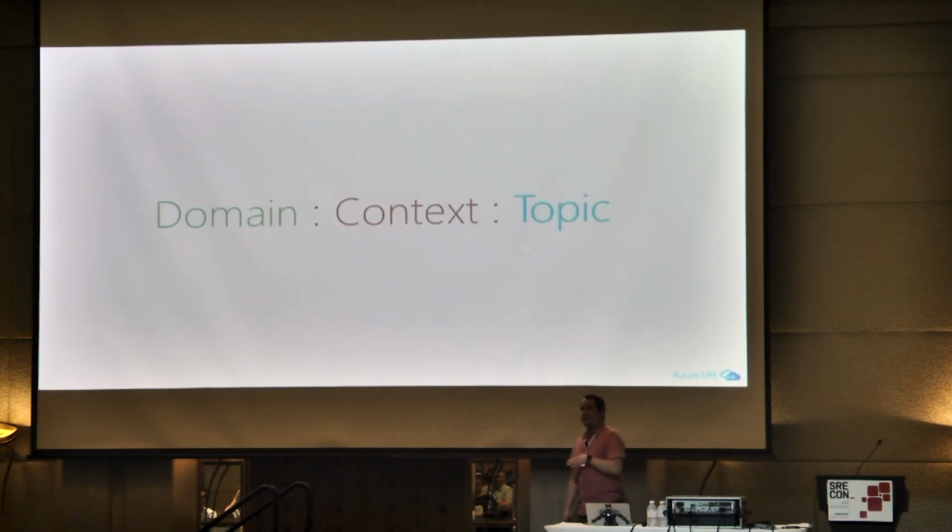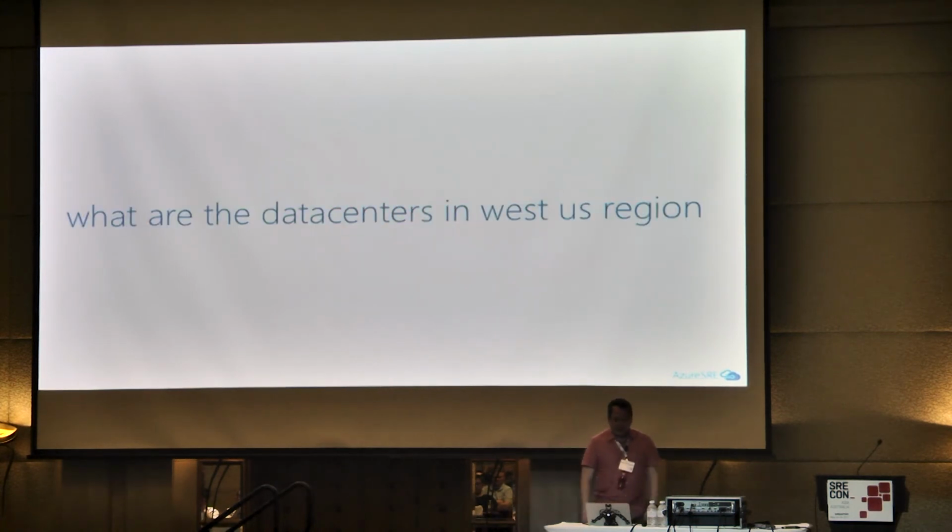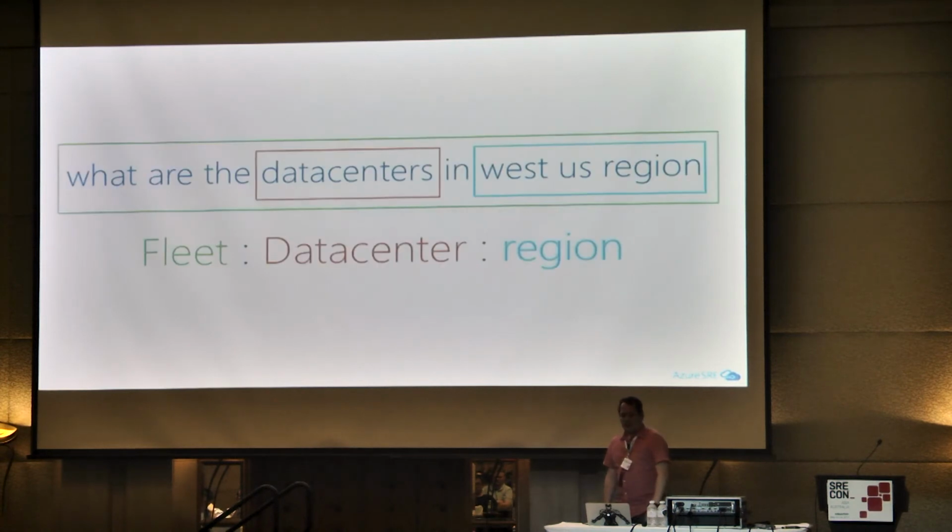We came to this pattern that is actually very common in NLP, where we want to identify the domain, the context, and the topic. Let's see an example. When someone asks, "what are the data centers in the West US region," the intelligence engine uses the entire phrase to understand what the domain is. It's clear that this question is related to fleet. Then it tries to understand what the context is, and the context is the data center. So you want to know about the data center. And we have a topic, which is the region. So clearly, we want to know the data centers in that specific region.